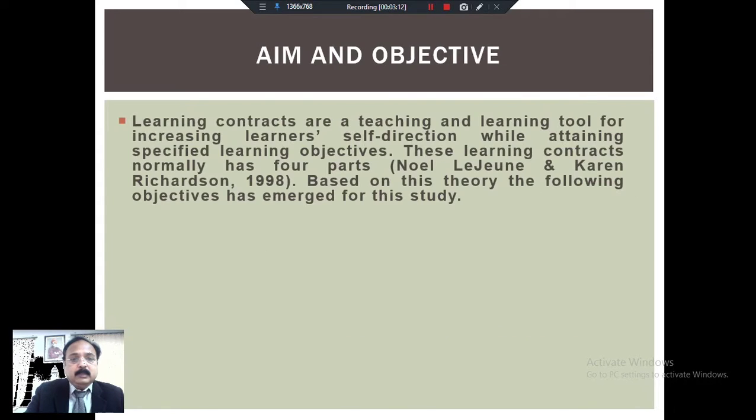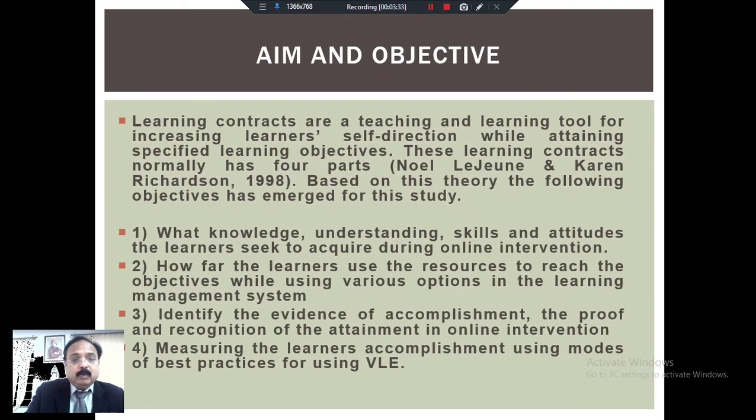So the aim and objective of the study is here. To build these objectives, we have taken from learning contracts, which are teaching and learning tools for increasing learners' self-direction while attaining self-learning objectives. These learning contracts normally have 4 parts, and that's the reason why we have aligned it to 4 objectives. What you can see below is the objective of the study, wherein we have 4 objectives mapped to the 4 parts of the learning contracts as specified by Noel and Karen Richardson in 1998.